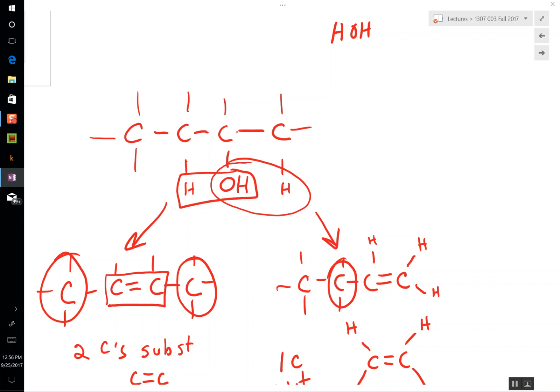Okay, so take a look at number 4 and take a few minutes right now. Finish number 4. All you need to do is draw the major product. Or do you have to name it also? Does it say name it? It says name it. Okay, so draw the major product and name it.